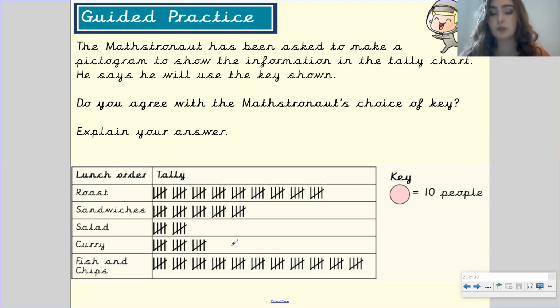So there are 2 options. We could keep the key as 10, but if we've got a leftover 5 like this, we would have to draw a half circle to represent 5, because then you're showing that half of that is worth 5. So that's one option. Or we could use a different key where the circle represents 5, because you can see there are lots of 5s here. So that's one way that we could get around this problem. So either when you draw the pictogram, you halve the picture, or you change the key.